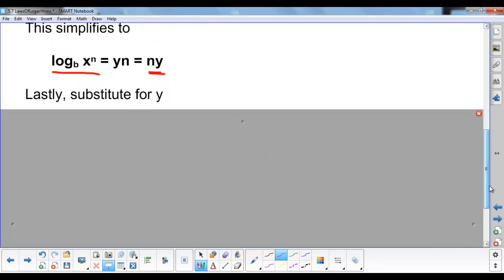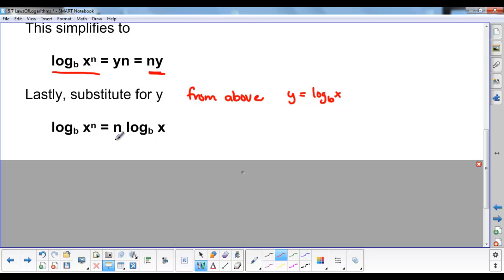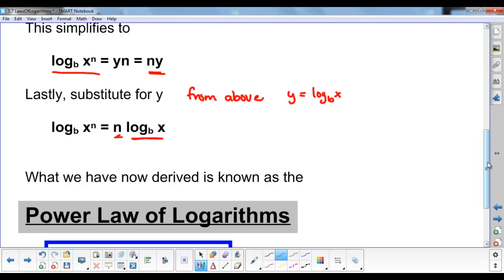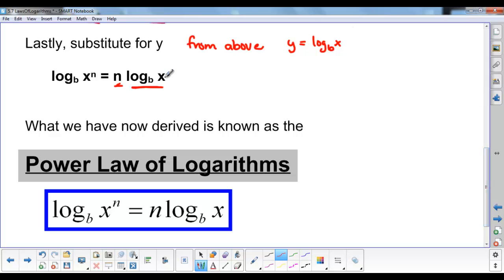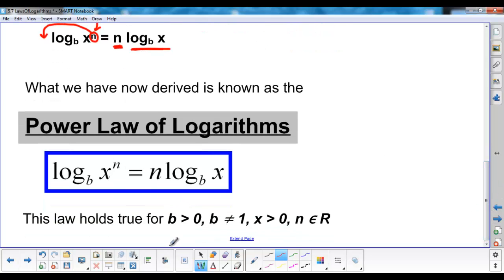And then we're going to substitute for y now, because from above, we stated that y was equal to log x base b. So if I substitute y, we have n times log x base b. So notice that we've created the power law of logarithms. Essentially what happens is when you have a logarithm with an argument that has an exponent, this exponent moves up front and becomes a coefficient. So n times that logarithm. Okay, so that is called the power law of logarithms. And again, the same laws hold true: your base must be greater than 0 but not equal to 1, and your argument must be greater than 0.